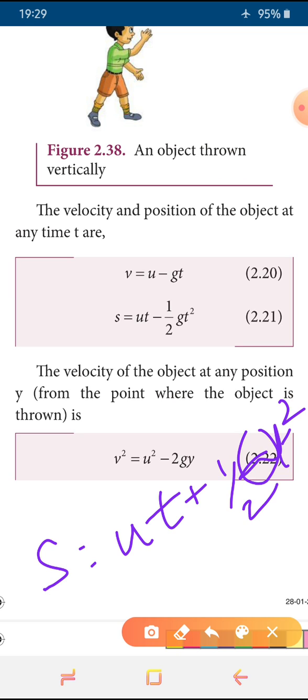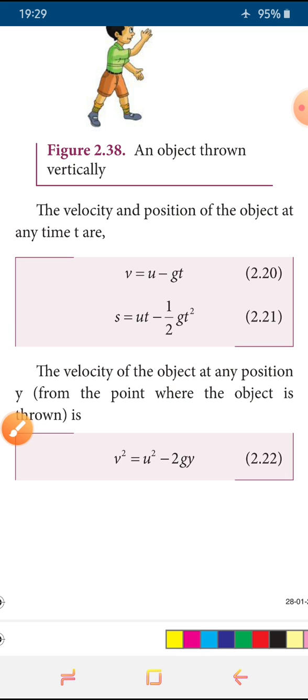So what is the actual equation there? V square is equal to u square plus 2as. Okay, so V square is equal to u square plus 2ay. This is the equation we got in the third derivation, that is equation 2.9.